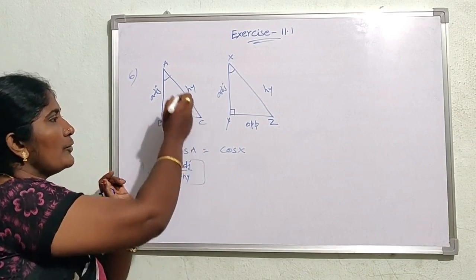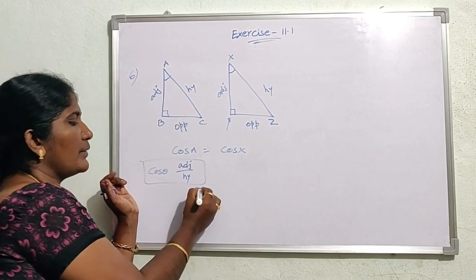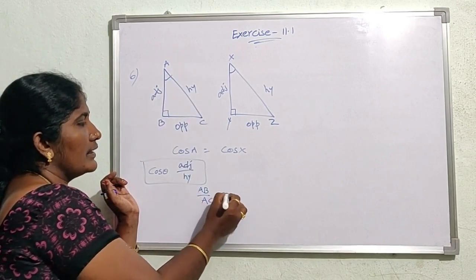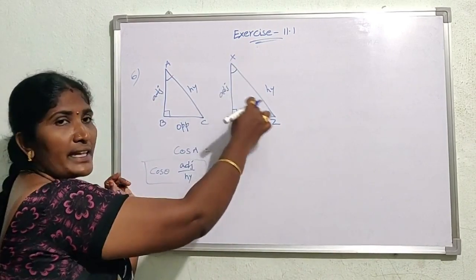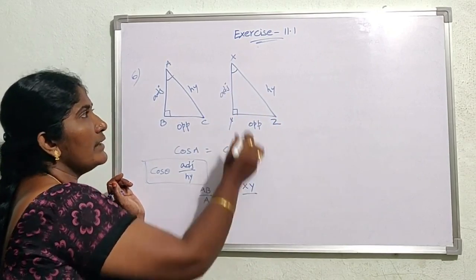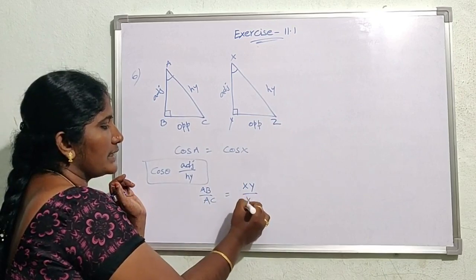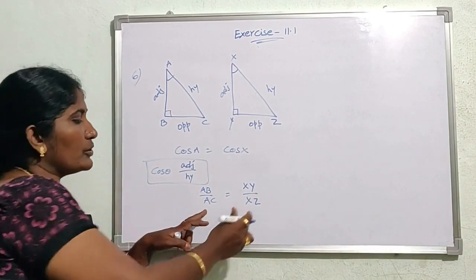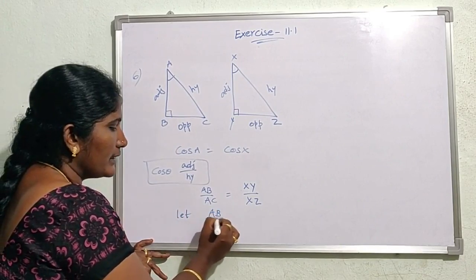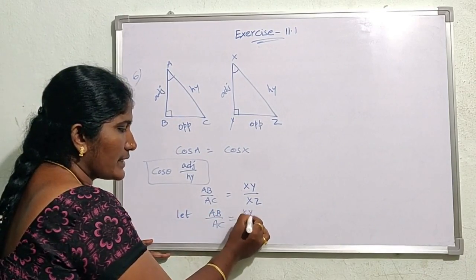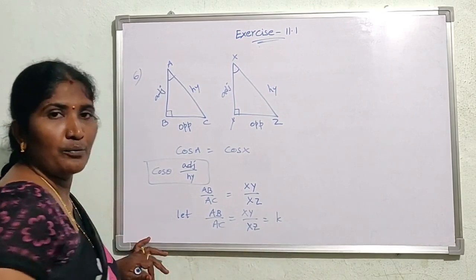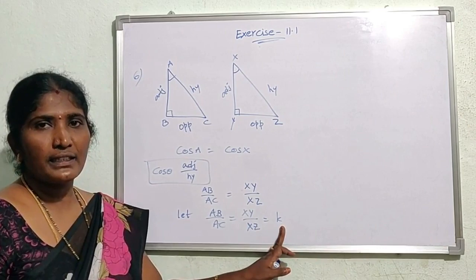In triangle ABC, the adjacent side AB by hypotenuse AC is equal to, in triangle XYZ, the adjacent side XY by hypotenuse XZ. These both ratios are equal. Let AB by AC is equal to XY by XZ is equal to some constant K. Both ratios are equal to some constant K.